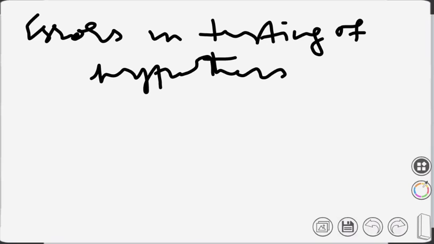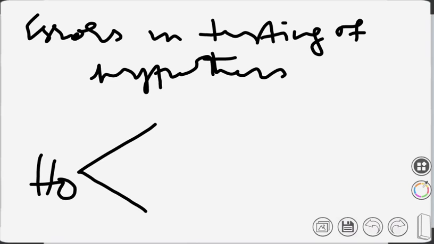So now, what are the possibilities? Say this is the null hypothesis. What are the possibilities? Either the null hypothesis can be true, or the null hypothesis can be false. Is there anything in between? Either it is true, meaning it's quite possible whatever is suggested is true, or the other alternative is if it is not true, obviously it will be false.